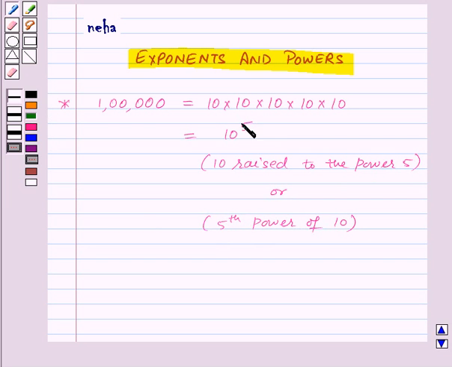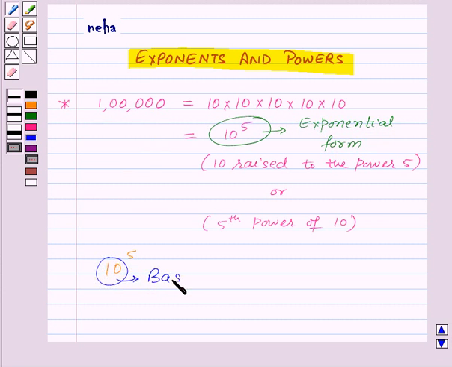Now here, 10 raised to the power 5 is known as the exponential form of 1 lakh. Here, we have 10 raised to the power 5. In this, 10 is called the base and 5 is called the exponent.